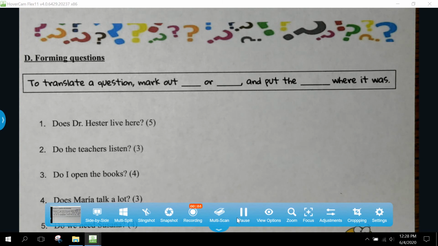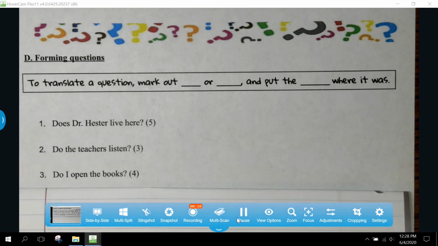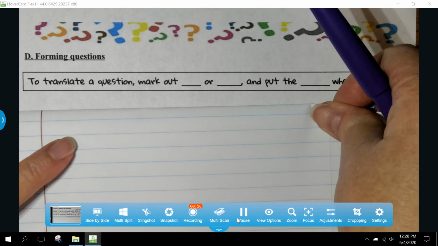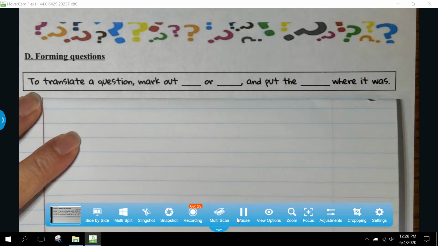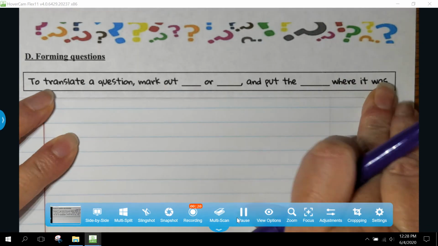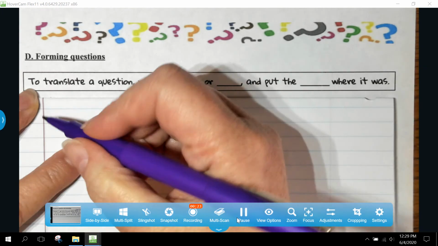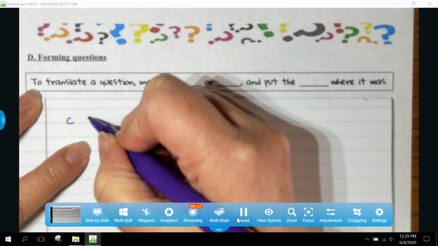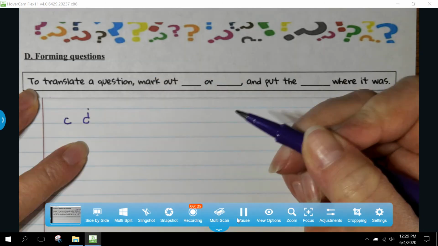Exercise D is on forming questions. First of all, we need to know that when you have a question in Spanish, you have a question mark at the end. You're also going to have an upside down question mark at the beginning. If you have trouble making these, there are several ways you can do it easy. First of all, you could have just a lowercase c and on top put a lowercase i.